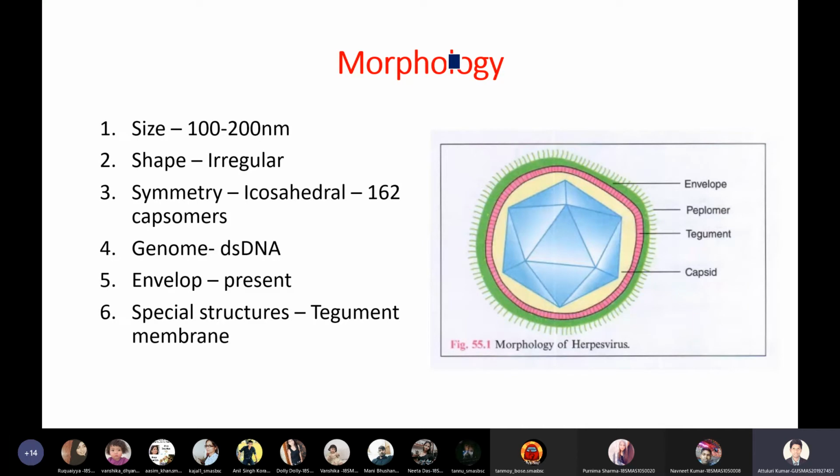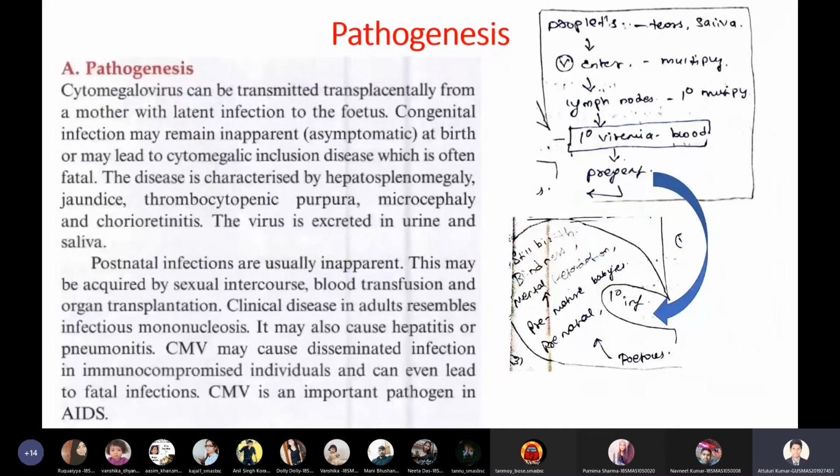Then coming to the pathogenesis of cytomegalovirus, usually this virus will transmit through droplets. So the person infected by cytomegalovirus will transmit the virus through droplets such as tears and saliva. Then it will enter into the body and replicate. Primary replication will occur. Then it will gain entry to the lymph nodes and replicate in the lymph nodes and cause primary viremia. That means the virus will enter into the blood.